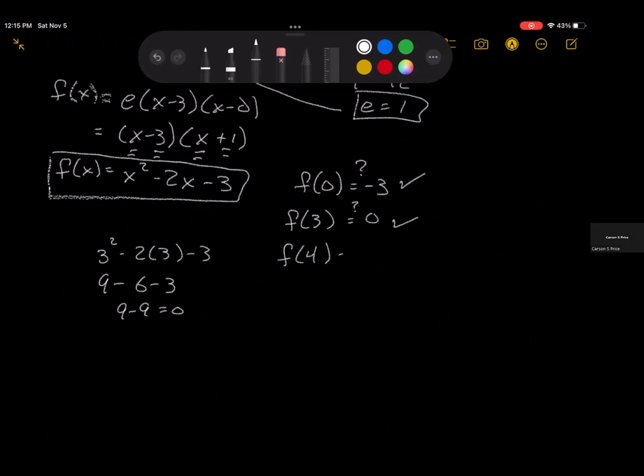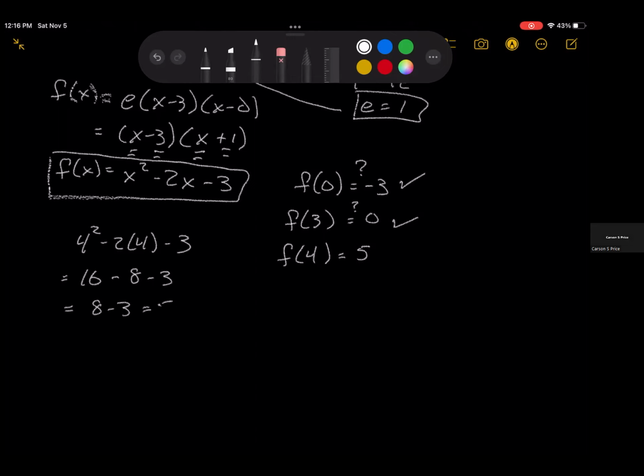Now let's make sure that 4 goes to 5. So 4 squared minus 2 times 4 minus 3 is 16 minus 8 minus 3. What is that going to give me? 16 minus 8 gives me an 8. 8 minus 3 does give me that 5. Cool beans. So this function is a quadratic, and it passes through those 3 points that I needed it to. Therefore, we've successfully completed the problem. That's the function that we're looking for.